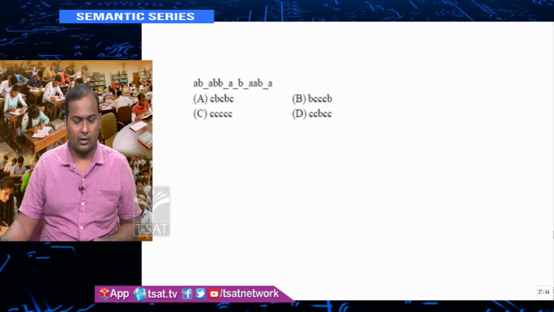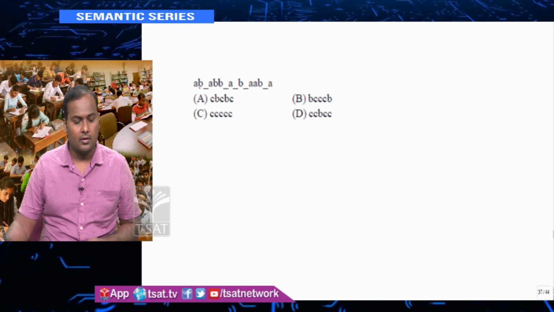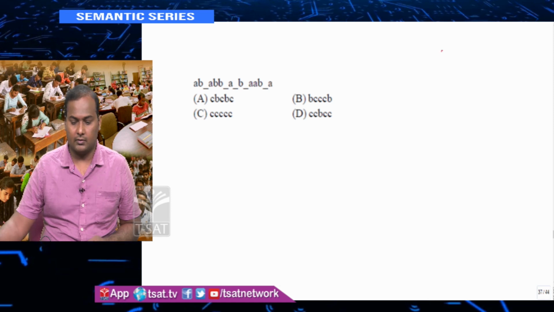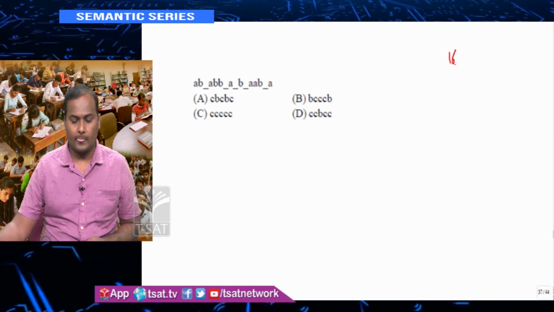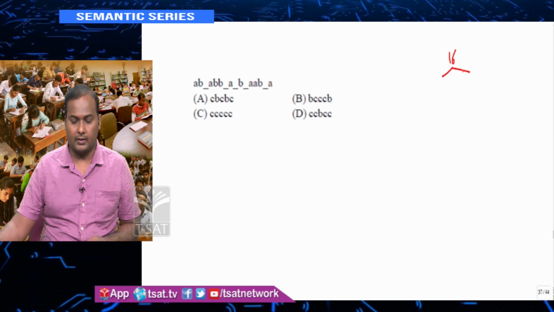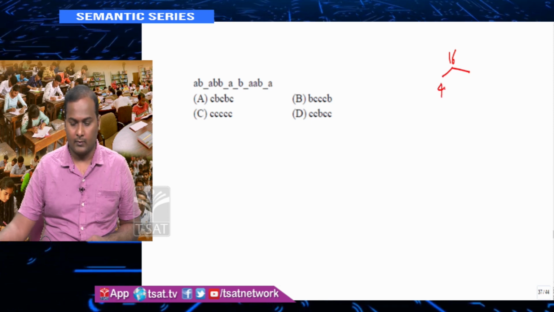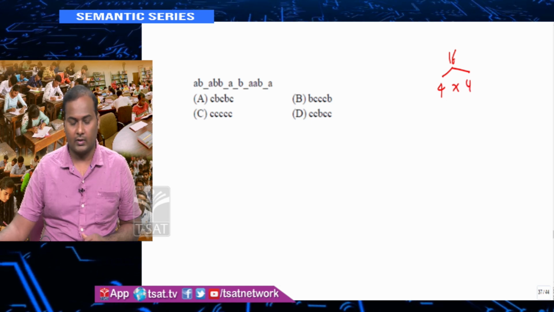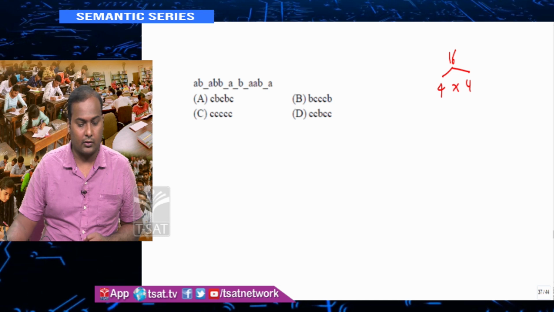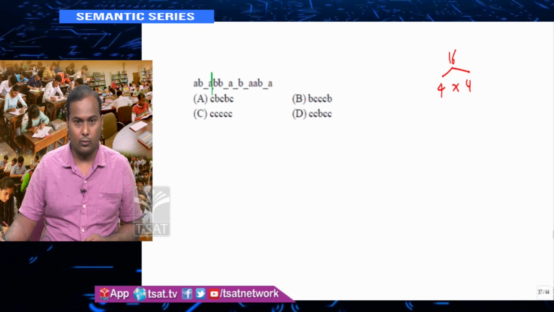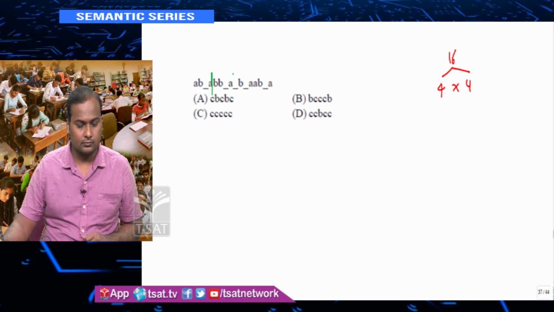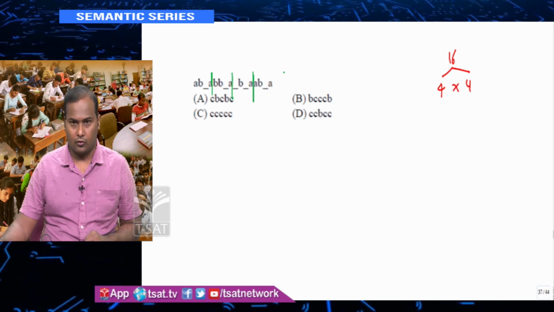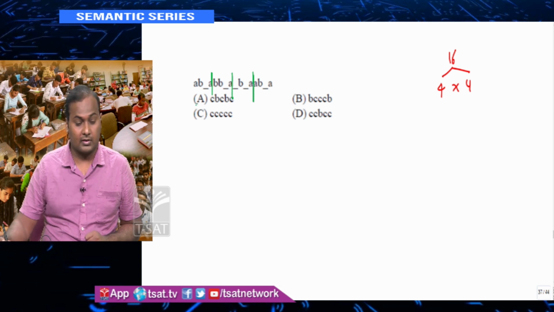In this particular series, I already said that first you count the number of letters. If I count the number of letters, there are total 16 letters. So these 16 letters can be divided into 4 blocks, and these 4 blocks may repeat 4 times, total 16 letters. So first what I will try to do, I will try to divide into 4 blocks. Now after dividing into 4 blocks, check for the common.